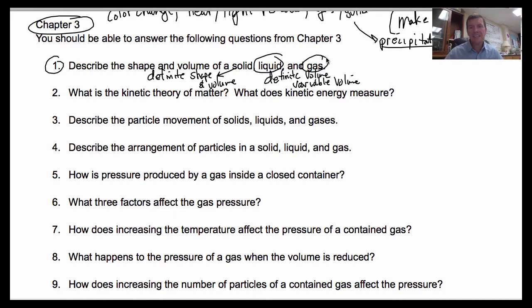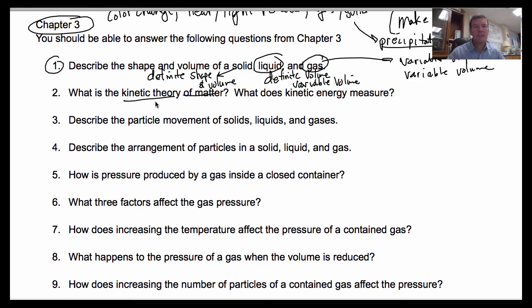A gas, these gas particles are going everywhere, and they just keep expanding and moving outwards until they fill the container. So they will take on the shape of the container, so they have a variable shape. They keep filling the container until they hit the inside of the container wall. So they have a variable volume as well. They keep expanding. Okay, you need to know that.